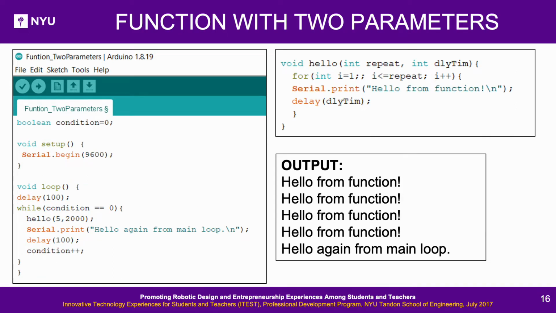Function with two parameters. A function call which passes two parameters to the user-defined function when being called. An example of this type is as shown. The hello function passes 5 and 2000 from the main loop, making the hello function execute the for loop within it 5 times to print onto the monitor with a delay time of 2000. The print statement in the main loop executes after the hello function call is executed. We can see in the output.